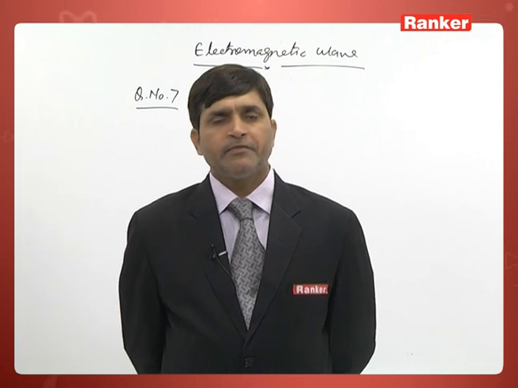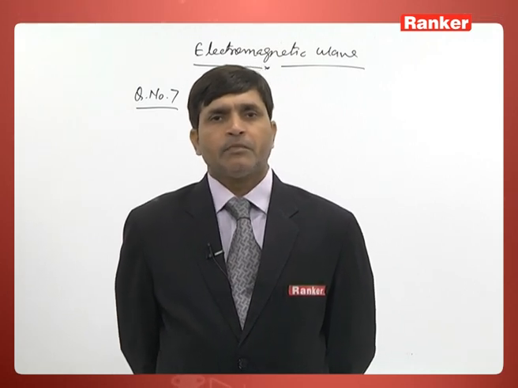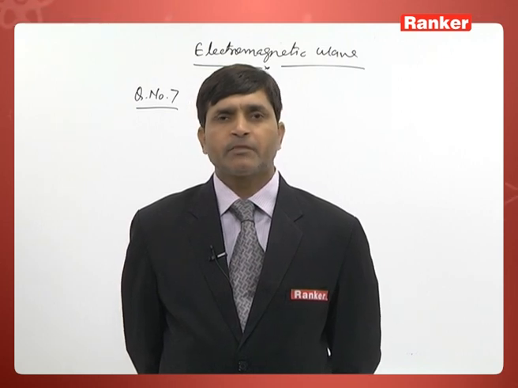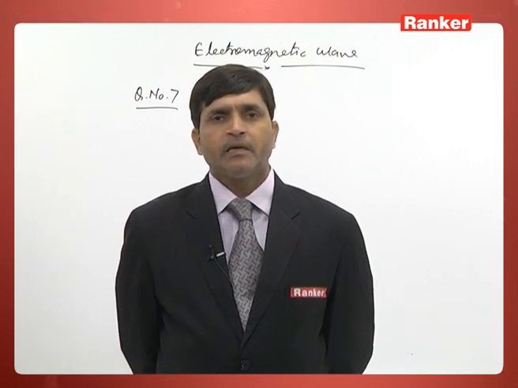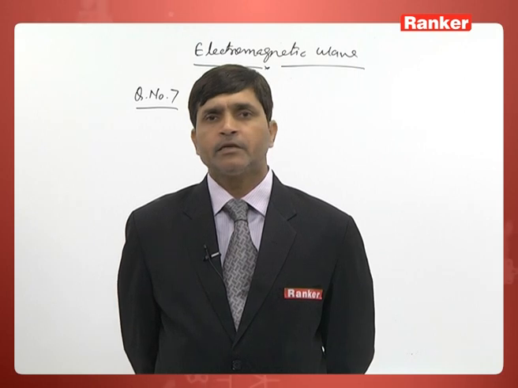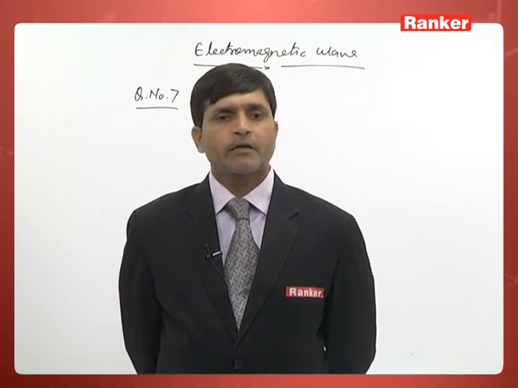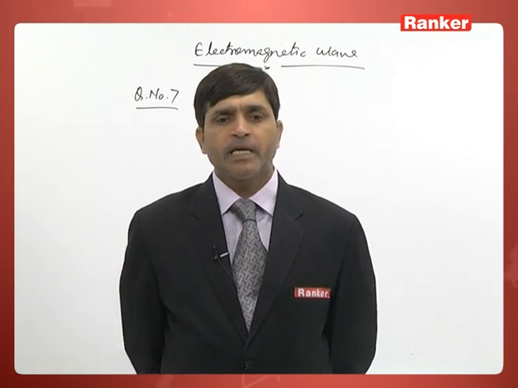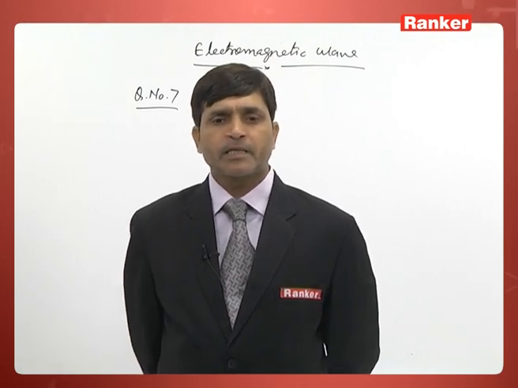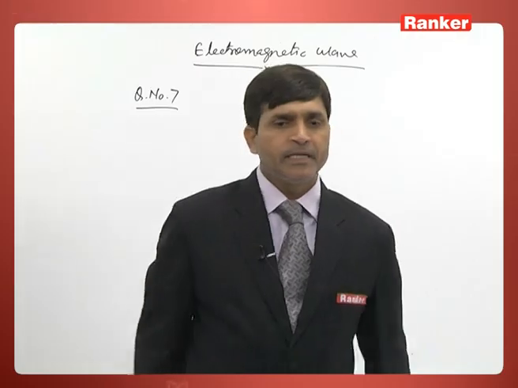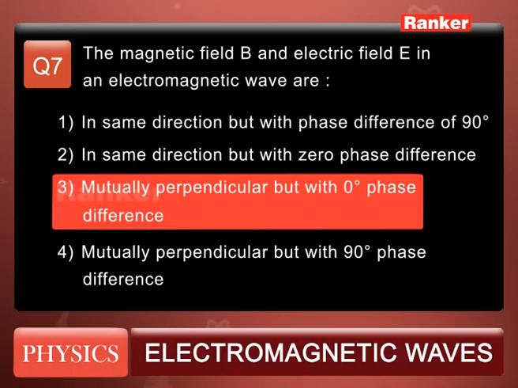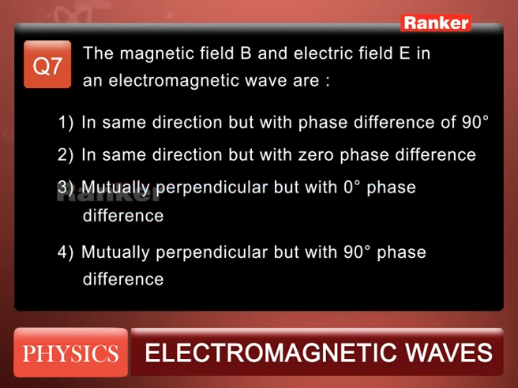See, electromagnetic waves can be produced by the superposition of electric and magnetic field vectors mutually perpendicular with initial phase 0. So our correct option here: electromagnetic waves are produced by mutually perpendicular fields with 0 initial phase. So the correct option here is option number 3. So the answer is the third option.